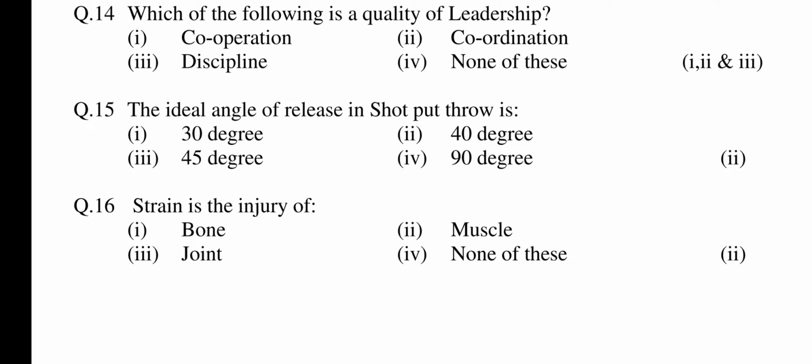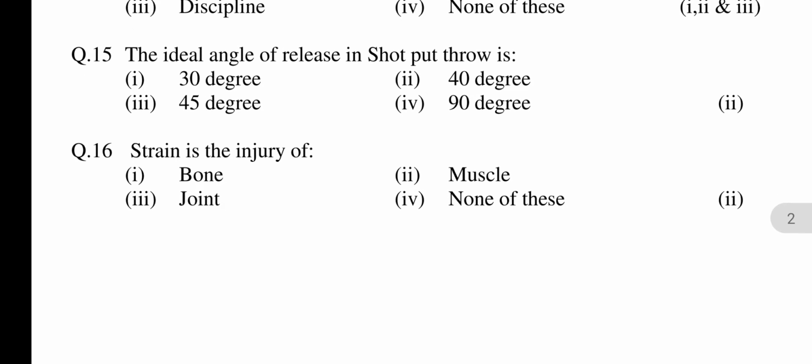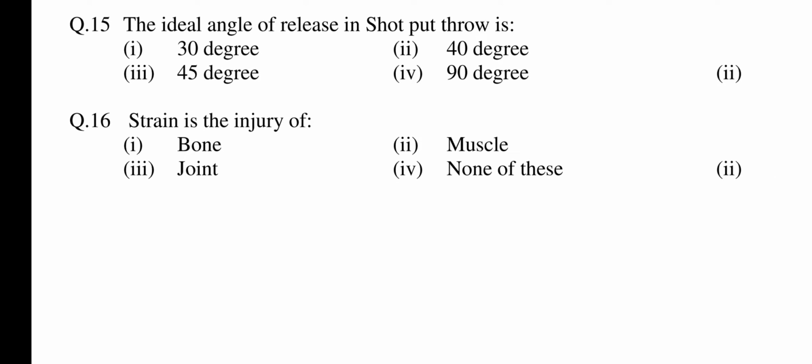Question number 15, the ideal angle of release in shot put throw is: option first 30 degree, second 40 degree, third 45 degree, fourth 90 degree. Answer is option second, 40 degree. Question number 16, strain is the injury of: option first bone, second muscle, third joint, fourth none of these. Answer is option second, muscle.